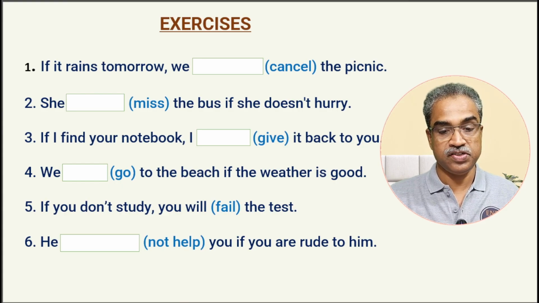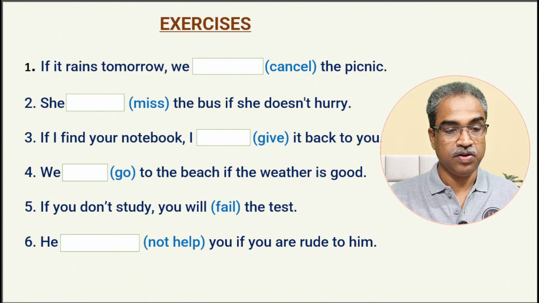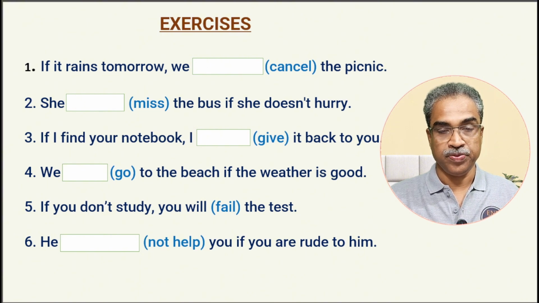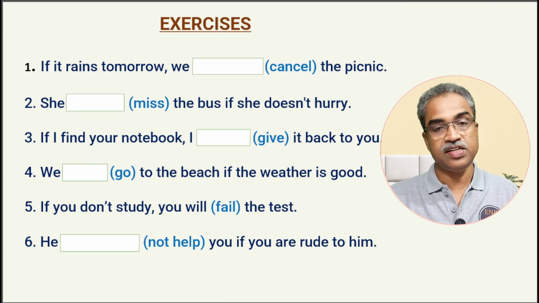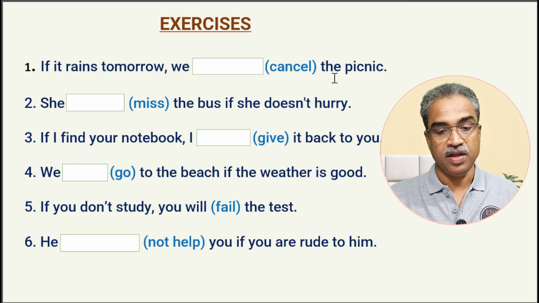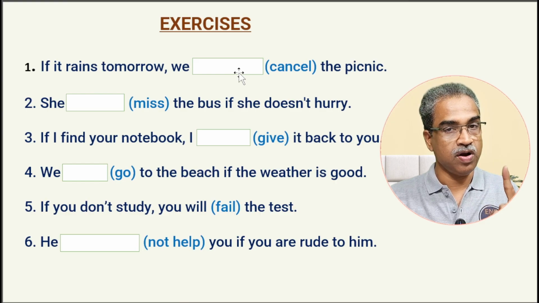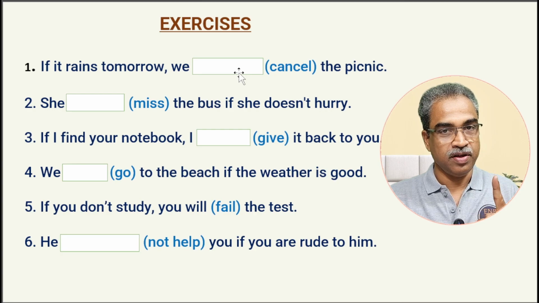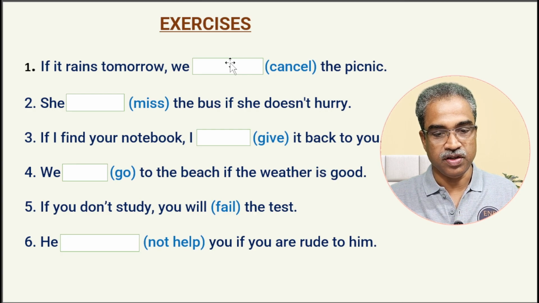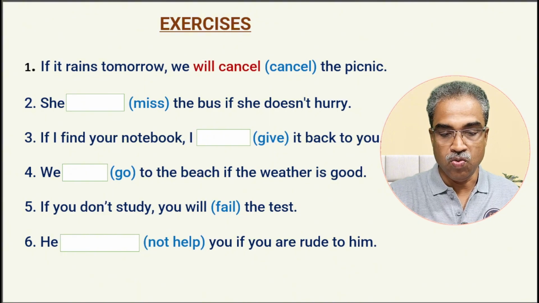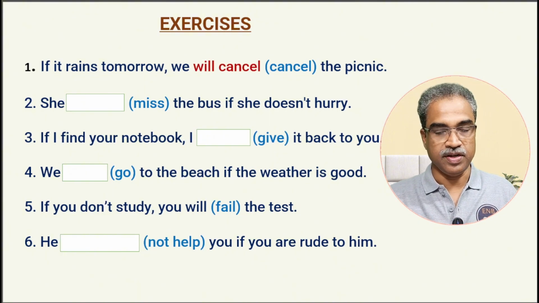Okay. Next, let's do some exercises now and see whether we understood it correctly. So if it rains tomorrow, what will be here? Yes, cancel is the verb. Cancel the picnic. Now we are doing type 1 or simple conditionals. So if clause, simple present. Main clause, simple future. So naturally we will cancel the picnic.